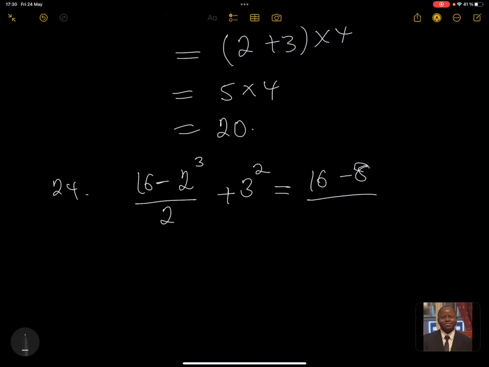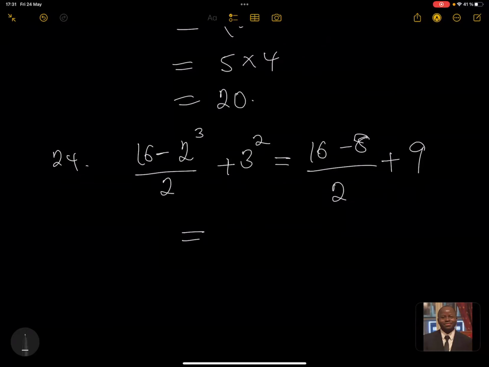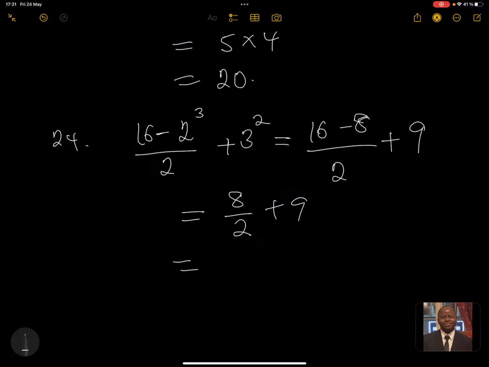Divided by 2 plus 3 squared is 9. So this gives 16 minus 8. We get 8 divided by 2 plus 9. So the operation now has reduced to 2. We have only division and addition. According to the rule of PEMDAS or BODMAS, division comes before addition. So you divide 8 divided by 2. That gives 4 plus 9.